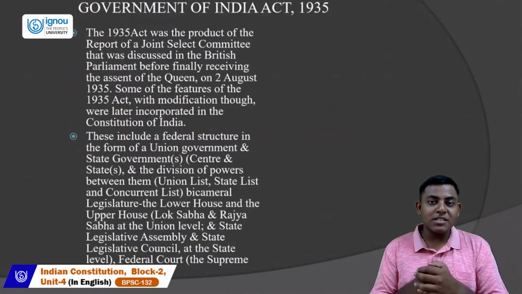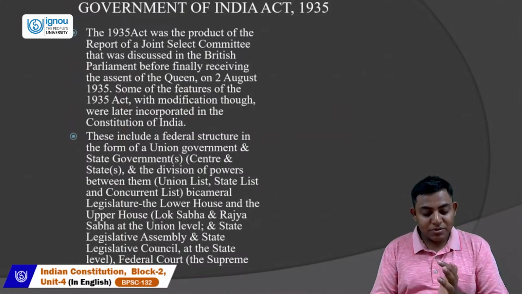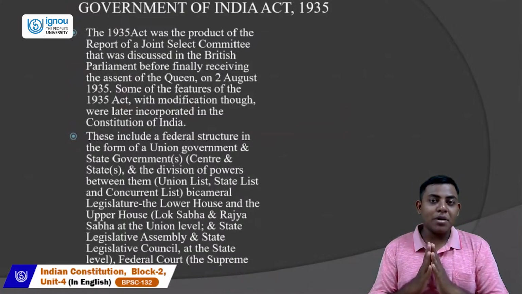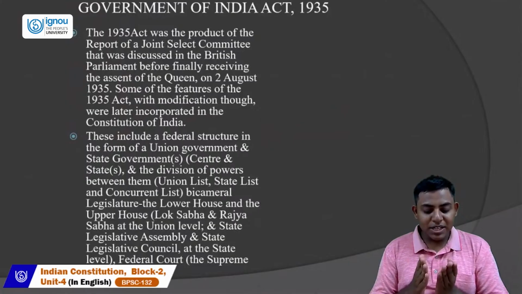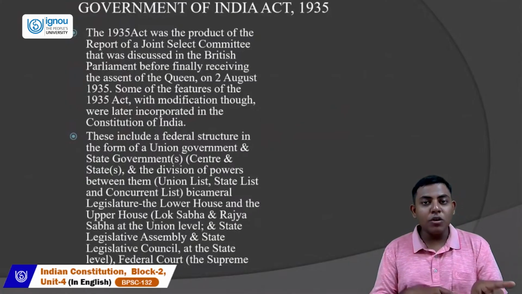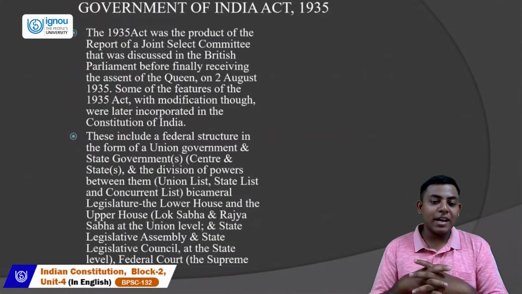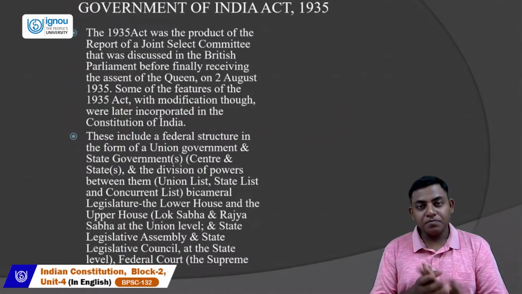On the subjects that are there in the Union List, only the Union Parliament or the Union Government can legislate. On the subjects in the State List, the state government, the provincial government, can legislate. And on the subjects in the Concurrent List, both union and state governments can legislate. So that is how it is.